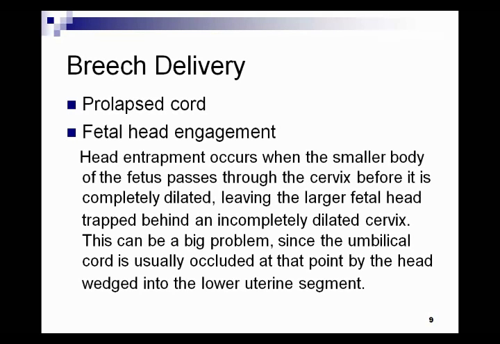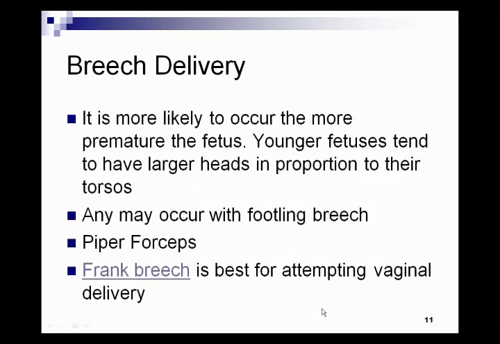Head entrapment occurs when the smaller body of the fetus passes through the cervix before it is completely dilated, leaving the large fetal head trapped behind an incompletely dilated cervix. So now you have an entrapped head. This can be a big problem since the umbilical cord is usually occluded at this point by the head wedged in. So we have a double whammy here. We also will have an internal occult prolapsed cord.